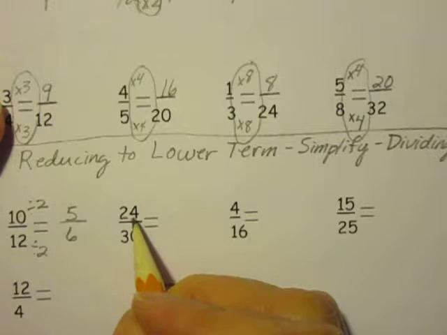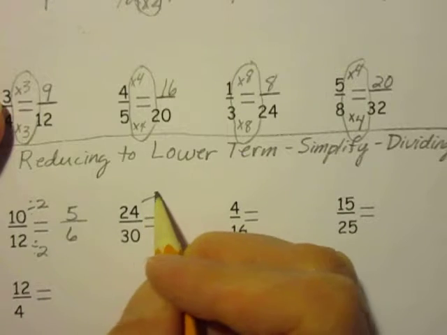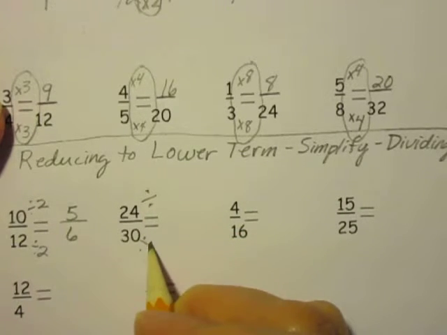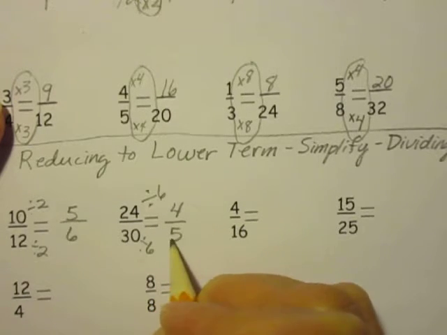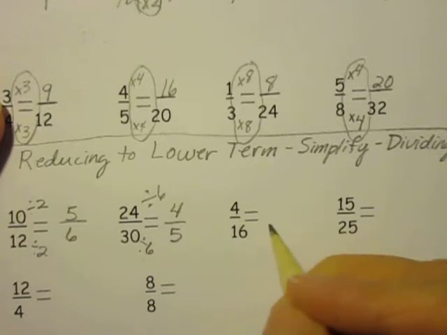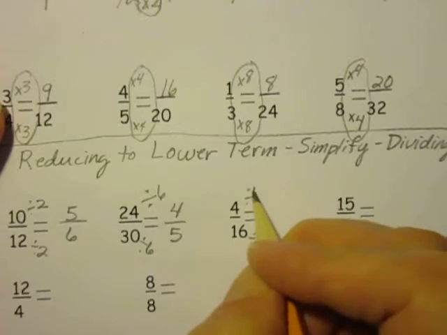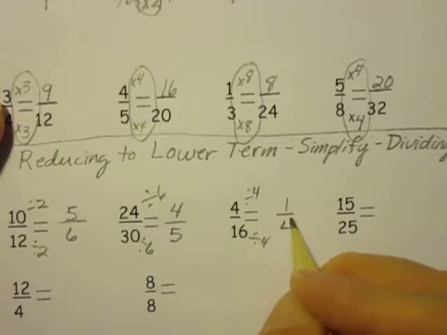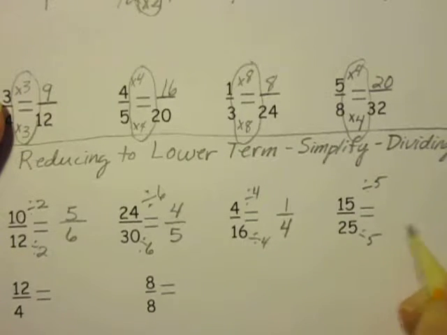The next one, I'm going to look at both 24 and 30. I know that 6 goes into both of those, so I can divide both numerator and denominator by 6, and I will get 4/5. This one here, I can see that both of those are multiples of 4, so I can divide both numerator and denominator by 4, and I will get 1/4. Here I can divide by 5, and I would end up with 3/5.